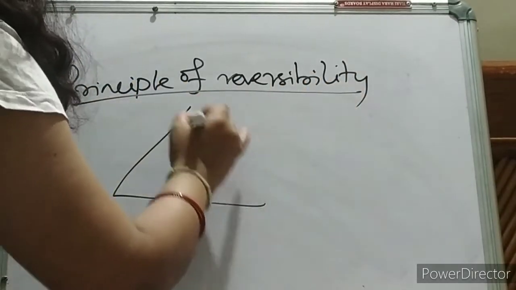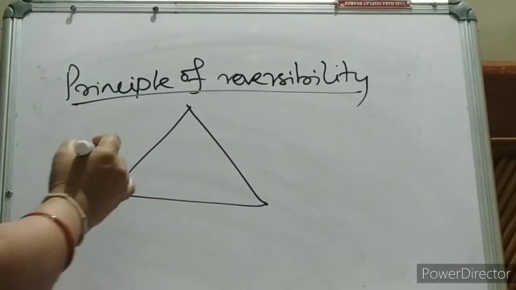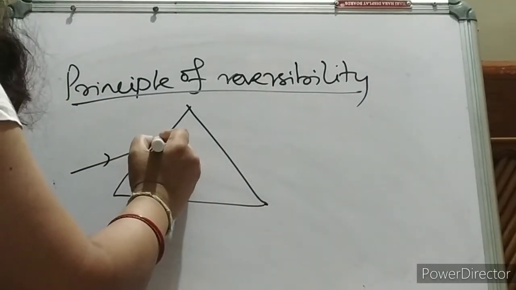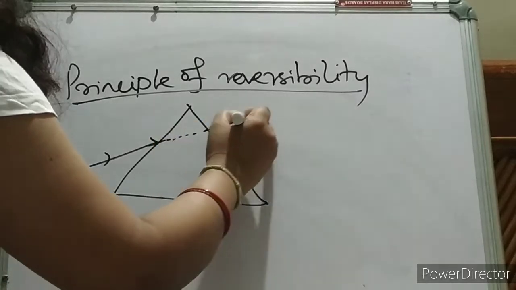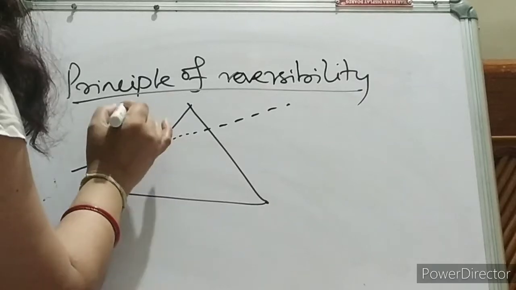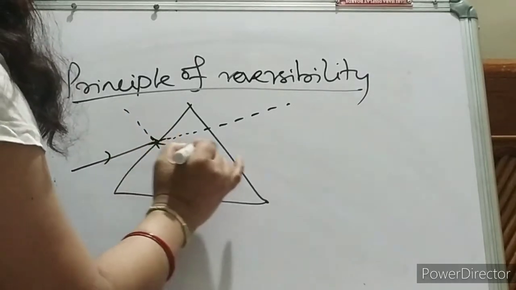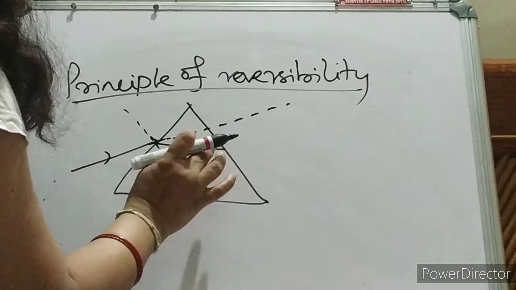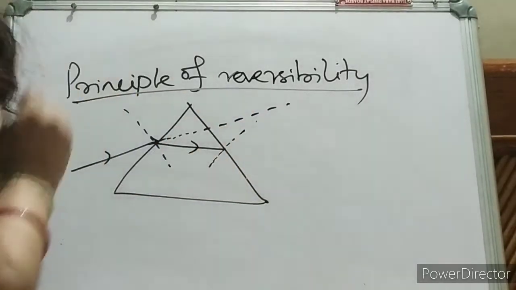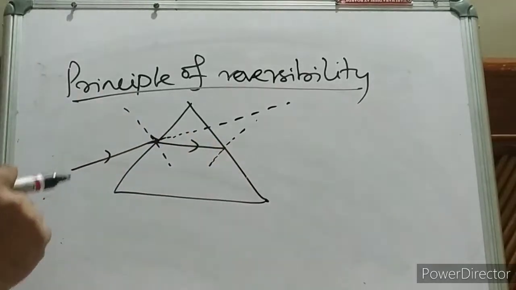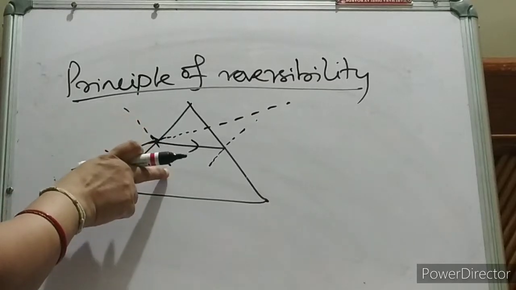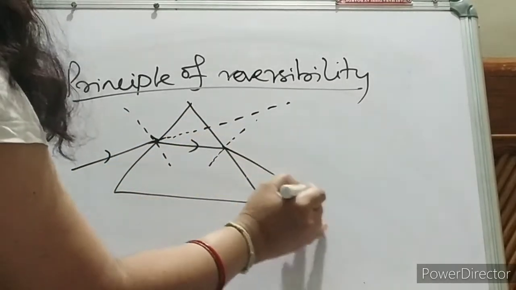See, this is your prism and this is your incident light. This, if no medium, then this is your undeviated. Now rarer to denser, so this is your normal, so it is bent towards the normal. Now again denser to rarer, so this is your normal, so it will be bending away from the normal.